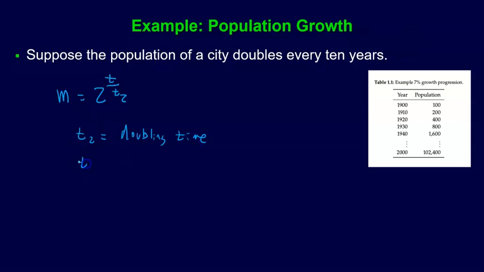And then t is the time that we're talking about. And the m is still that multiplicative constant. Okay, and so for our particular situation, this equation would be m is equal to 2 to the t divided by 10 years. So 10 years there, right? And so that would be what that would look like.